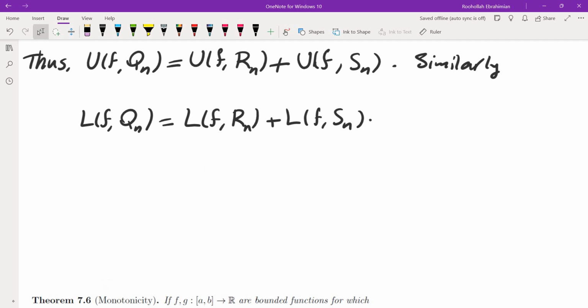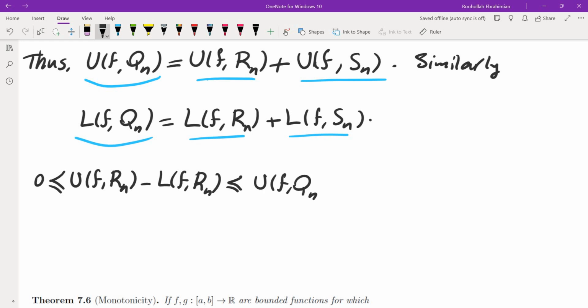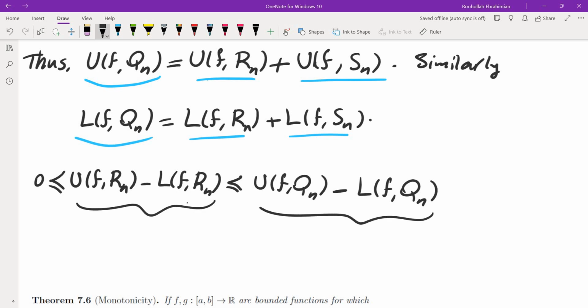So if you look at the upper sum of Rn minus the lower sum of Rn, first of all, this is greater than or equal to 0. And this is less than or equal to, if you take the difference of these two, it is the difference of these two plus the difference of these two. So that's less than or equal to the upper sum of f with respect to Qn minus the lower sum with respect to Qn, because this guy is that plus something that is non-negative.